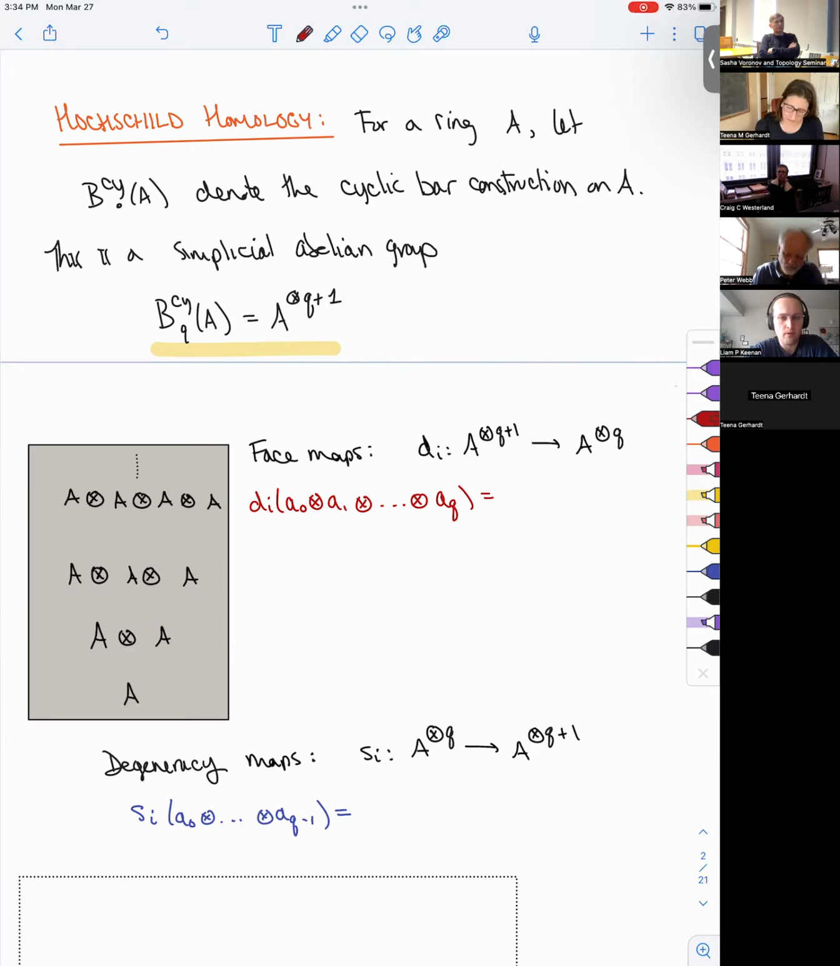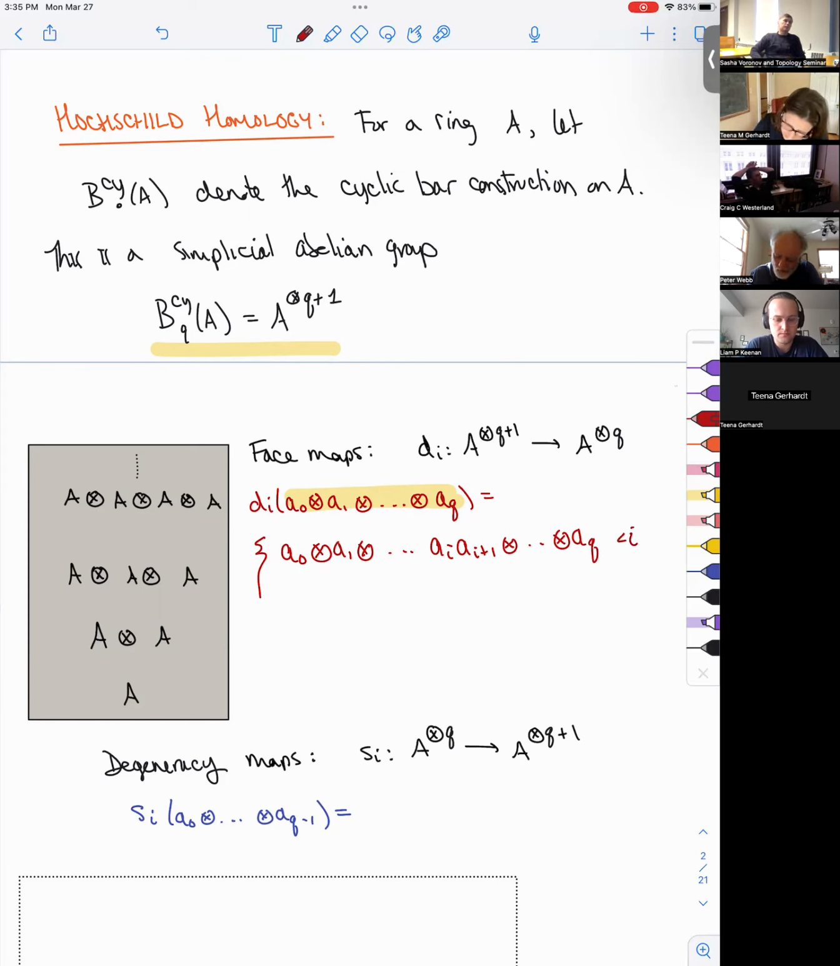The ith face map takes as input a tensor like so. What does it do? The ith face map takes the ith coordinate and the (i+1)st coordinate and multiplies them together. So I get A0 tensor A1 through A_i A_{i+1} through tensor A_q. That makes sense as long as i is less than q.